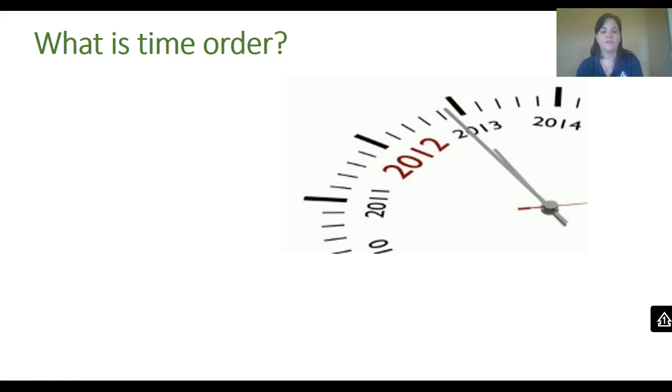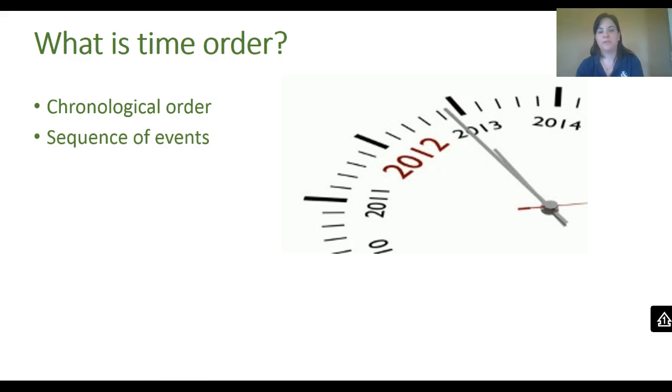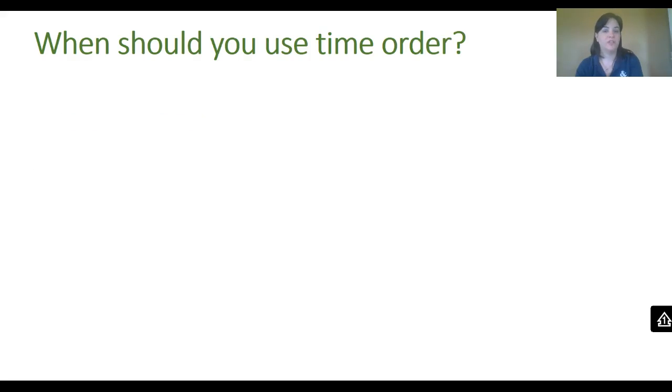So let's look at the first question. What is time order? Well, time order is simply chronological order. It's telling a sequence of events, like when you tell a story. So when should you use time order? Well, there are a lot of reasons you could use time order, but basically it's any time that you're telling something as a series of events or a series of steps.